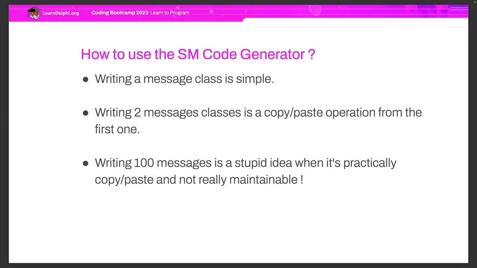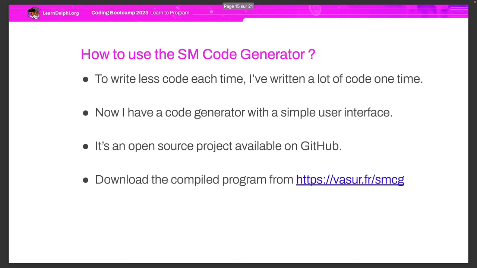How to use the socket messaging code generator. Writing a message class is simple. Writing two message classes is a copy-paste operation from the first one. Writing 100 messages is a stupid idea when it's practically copy-paste and not really maintainable. To write less code each time, I've written a lot of code one time. Now, I have a code generator with a simple user interface. It's an open source project available on GitHub and you can download the compiled program.